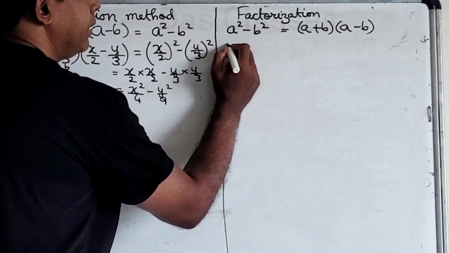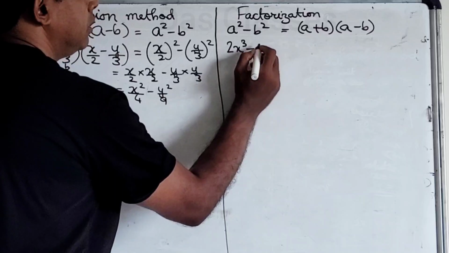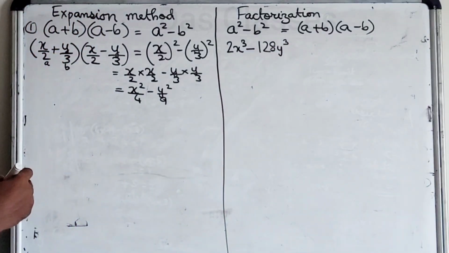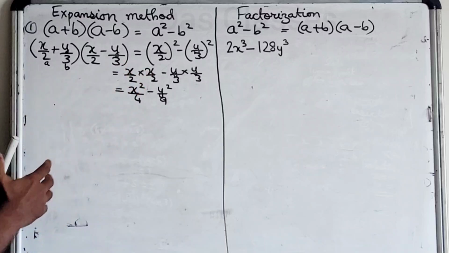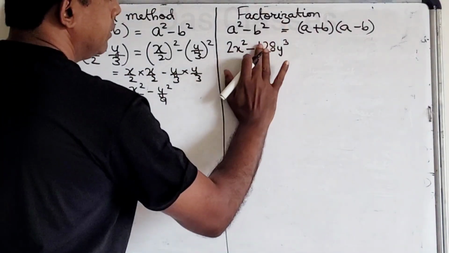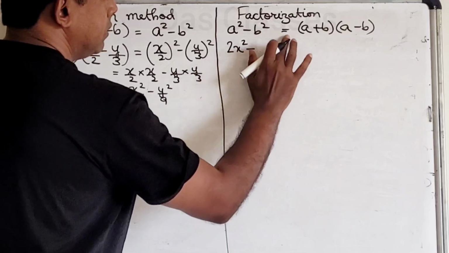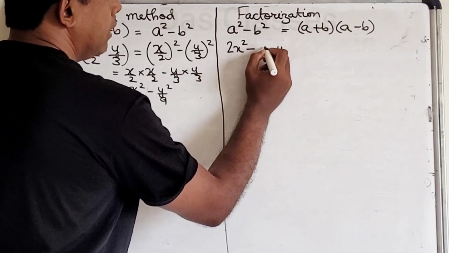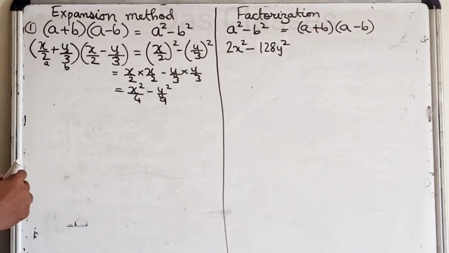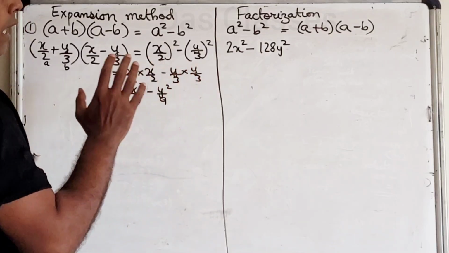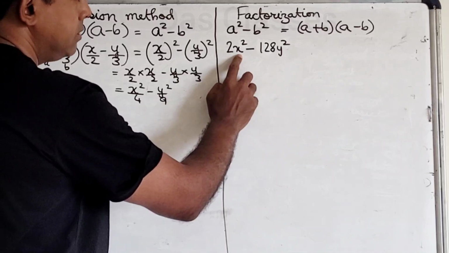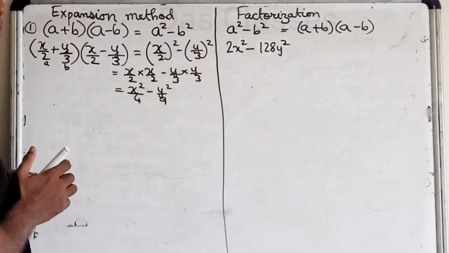Say I take 2x cube minus 128 y cube. These are the trickiest sums where students get confused. Sorry, this is going to be 2x square minus 128 y square. These are the trickiest sums because at first instance when you see, you feel that x square can be factorized, but 2 is an extra part.